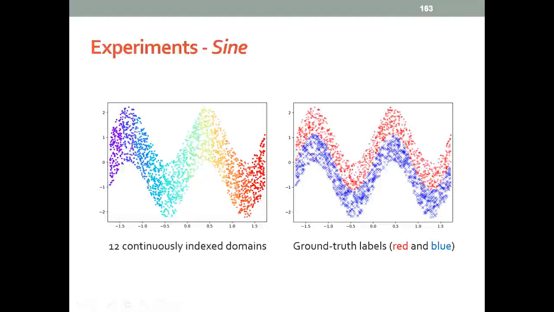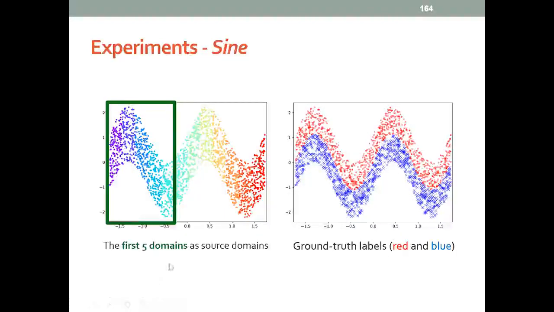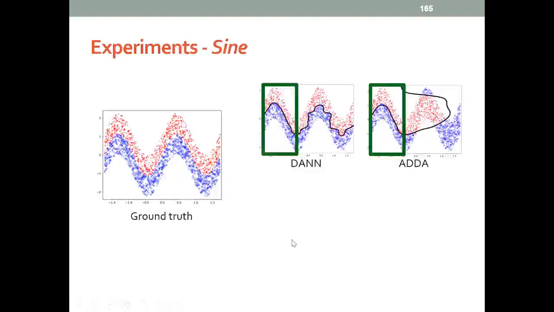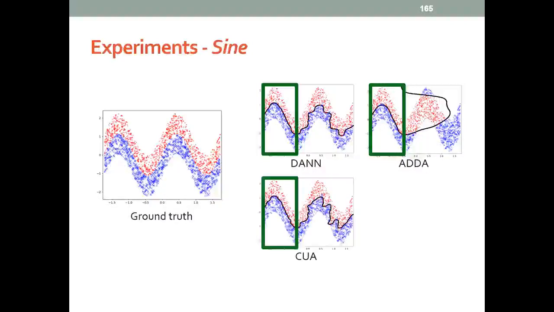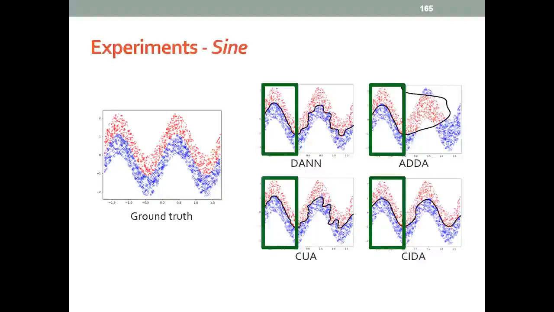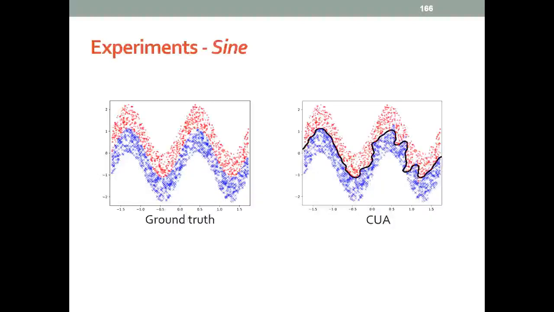Besides the first toy data set, let's take a look at another data set with a sinusoidal shape, where we have 12 continuously indexed domains. This is domain 1, domain 2, all the way to domain 6 and 12. And we're using the first 5 domains as source domains and the rest as target domains. And this is the result for the single-step categorical domain adaptation. This is for CUA, and this is the result for CIDA.